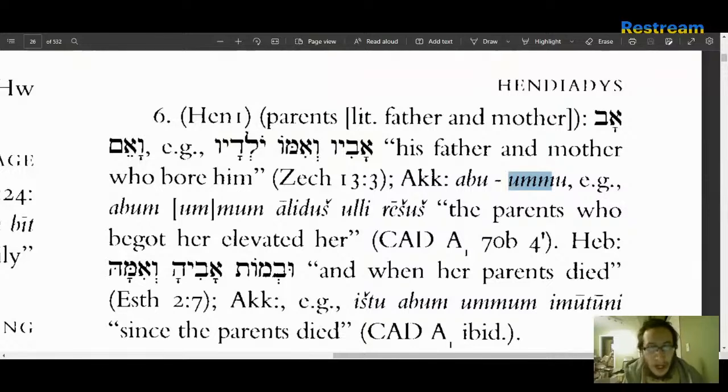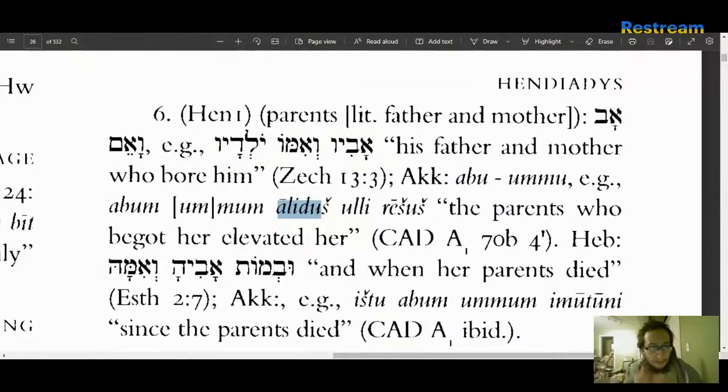The parents who begot her. So his father and mother who bore him is Elad, Iu. The same Elad occurs in Akkadian, Alid. Same word.